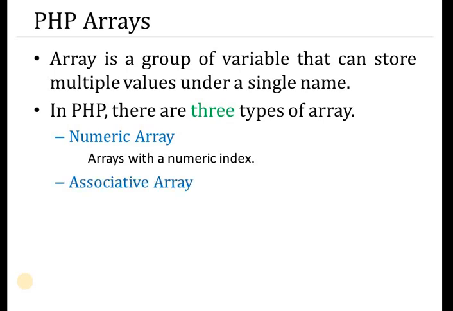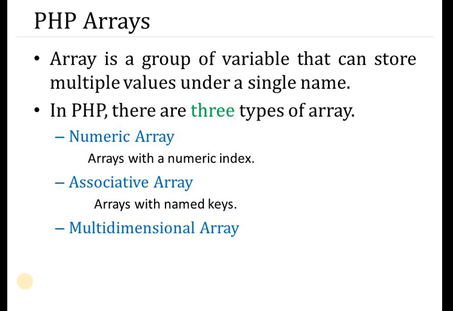After that there is the associative array, an array with named keys. Over here we can assign a string index, that means named keys, and using this key value we can access an element of the particular array. Then the multidimensional array, an array that contains one or more arrays. By the name itself you can get an idea of what a multidimensional array is.